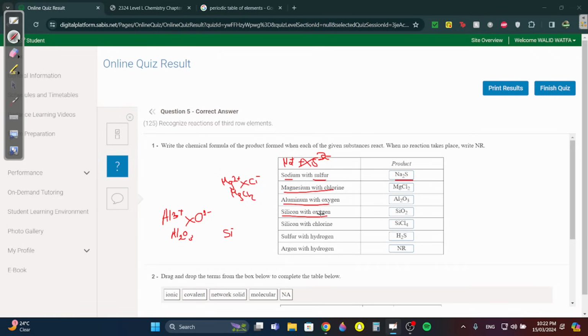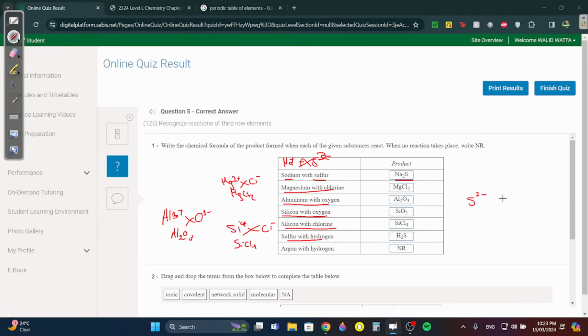Silicon with oxygen. Si and oxygen. This is the exception, remember? So it will be SiO2. Remember I said silicon with oxygen is an exception to become a network solid, which is SiO2. Silicon with chlorine. So Si4 plus and Cl minus. Crisscross, SiCl4.